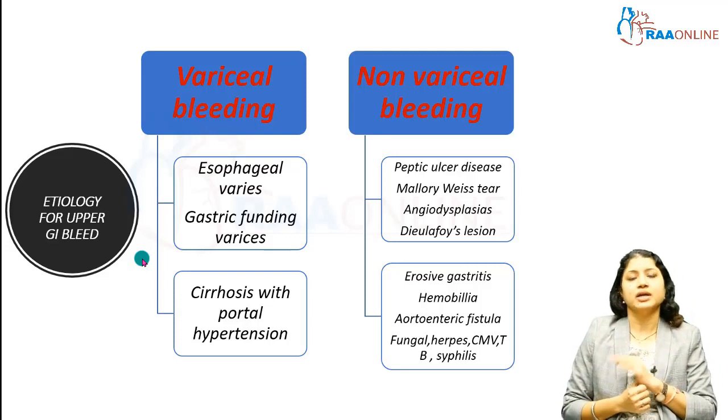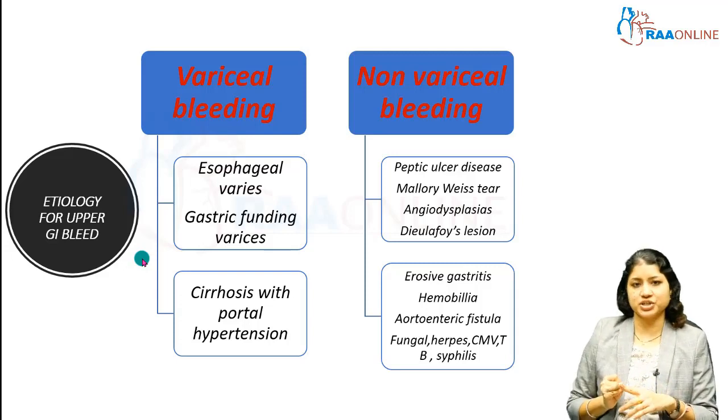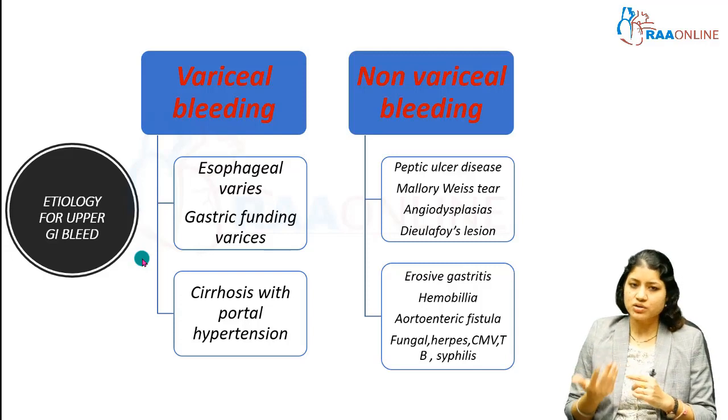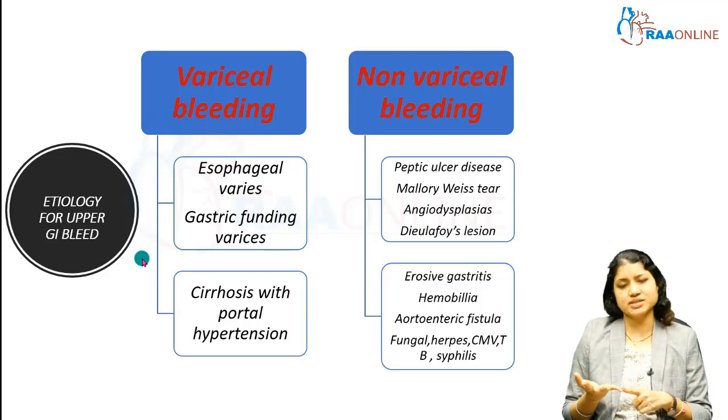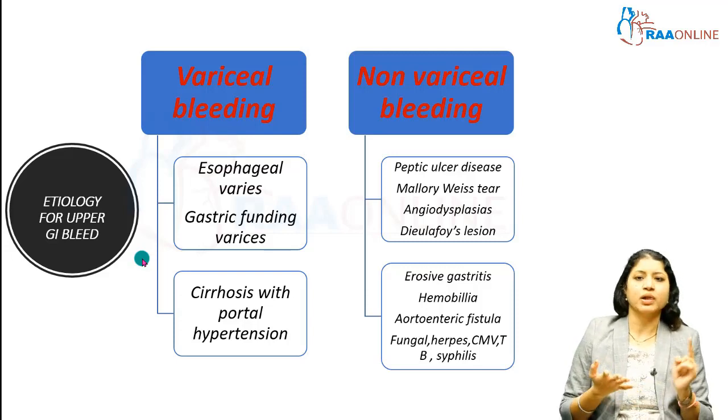So etiology. Etiology can be broadly divided into a variceal bleed or a non-variceal bleed. Variceal bleed, as all of you will be knowing, is secondary to either esophageal varices, gastric or fundic varices, or secondary to a cirrhosis with portal hypertension.